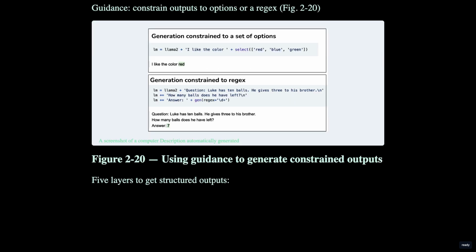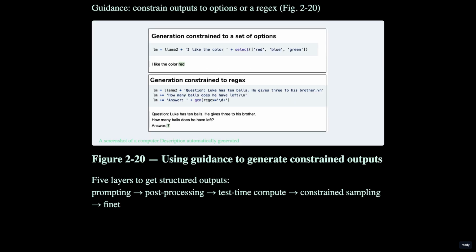You can steer a model at 5 layers: prompting, post-processing, test-time compute, constrained sampling, and fine-tuning. The first 3 are lightweight bandages. They nudge an already capable model. For robust, systematic structure, you need the heavier treatments: constrained sampling or fine-tuning.